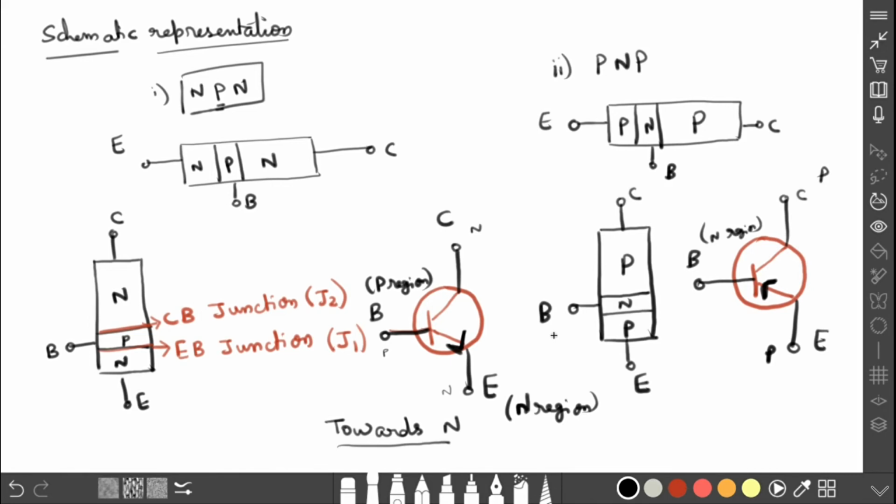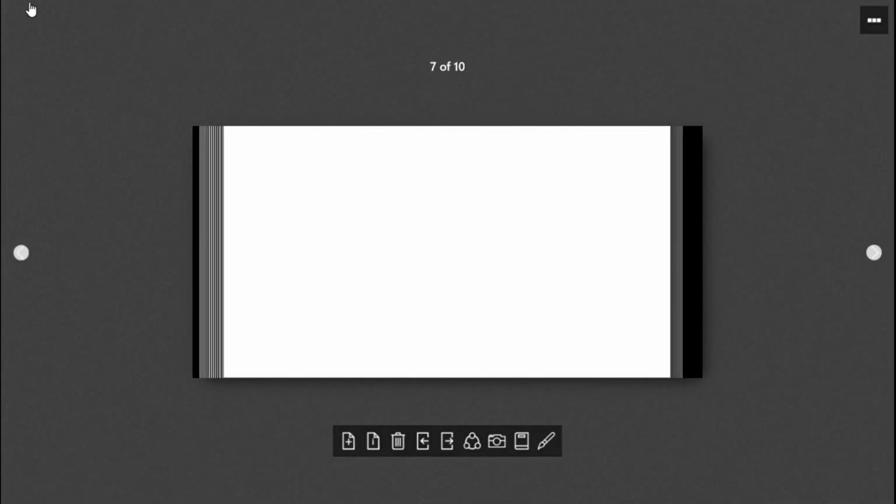Is it clear? Okay. So next we are going to discuss how the depletion region will be formed in the case of the bipolar junction transistor. That is the next topic we are going to discuss.